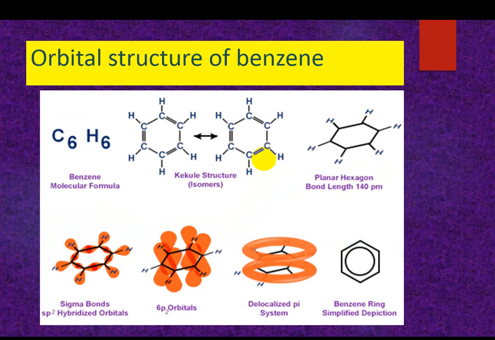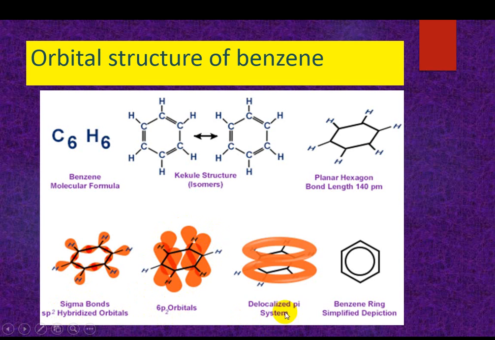Okay, orbital structure of benzene. Look, this is the benzene molecular formula, C6H6. Okay, benzene molecular formula C6H6. These are the two benzene structures. This is the Kekule structure. We write Kekule structure 1 and 2, and this is the sigma bond, sp2. The carbons in benzene are sp2 hybridized. There are 6 pz orbitals. This is the 1 pz orbital, 2 pz orbital, 3 pz orbital. This is the dumbbell shape. This is the pz orbital.